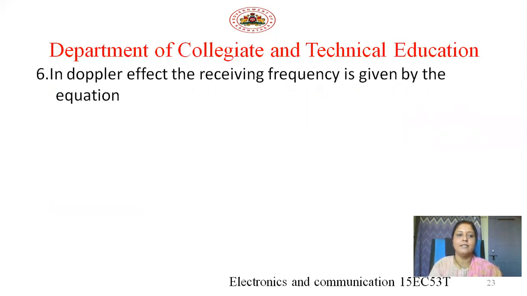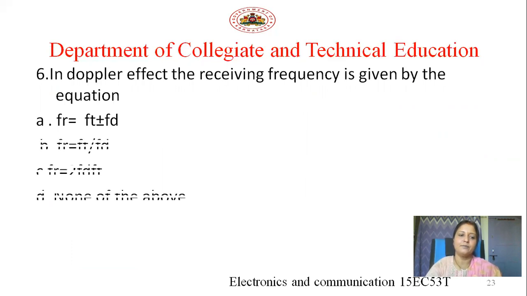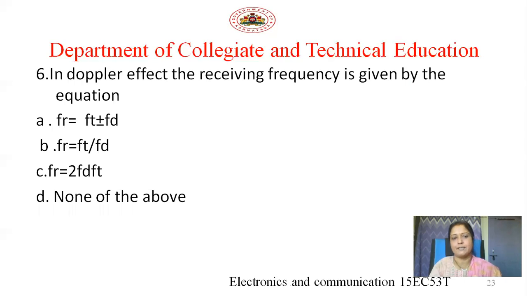Next question: in the Doppler effect, the receiving frequency is given by the equation Fr = Ft ± Fd, Fr = Ft / Fd, Fr = 2 Fd Ft, or none of the above. What is the correct equation for the Doppler frequency shift? It is A, Fr = Ft ± Fd, the received frequency, because we will have the shift there. Either it may be plus or it may be minus.